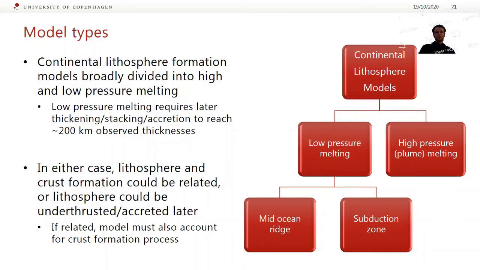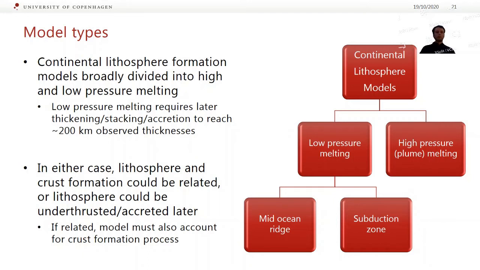Just splitting the models into different types, you can broadly divide continental lithosphere formation into high and low pressure melting. High pressure melting is basically plume melting. Because of the elevated temperatures in the plume, you should start to melt at a greater depth, and potentially you can get a long column of depleted lithosphere that would make nice, thick, potentially continental lithosphere.